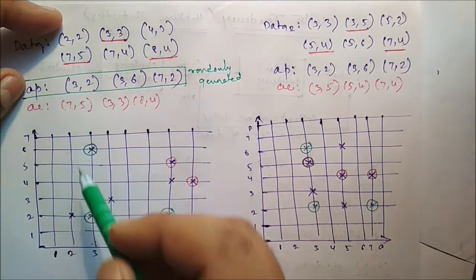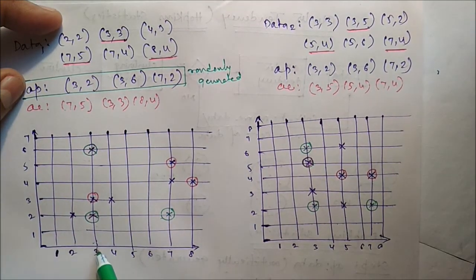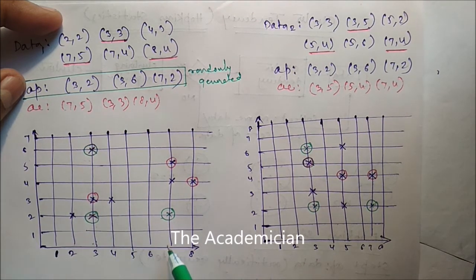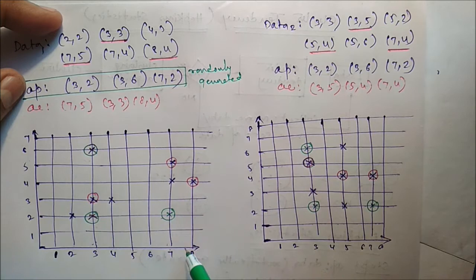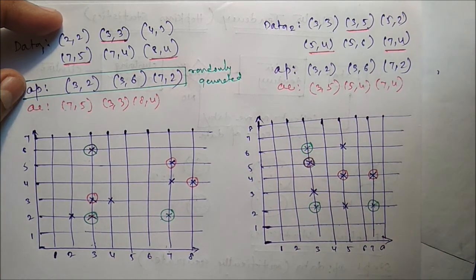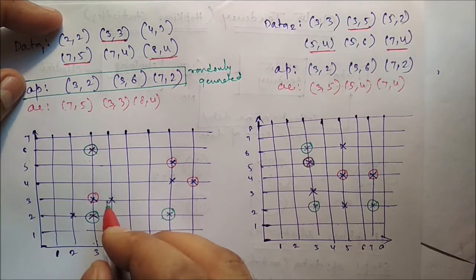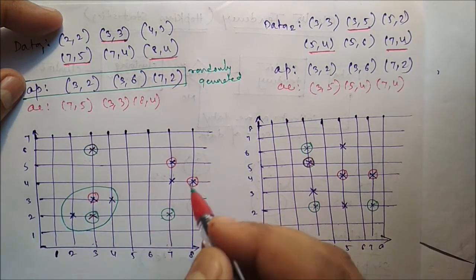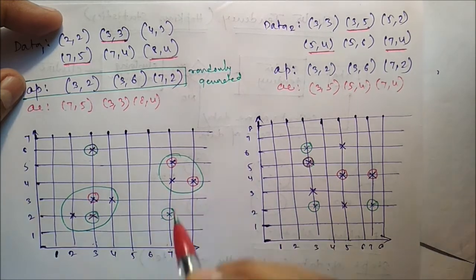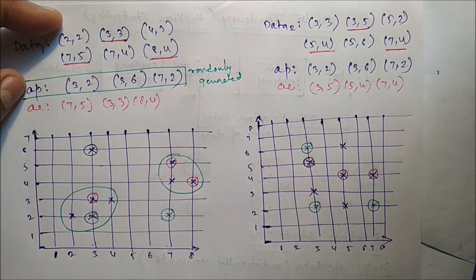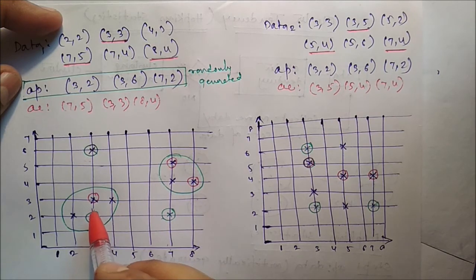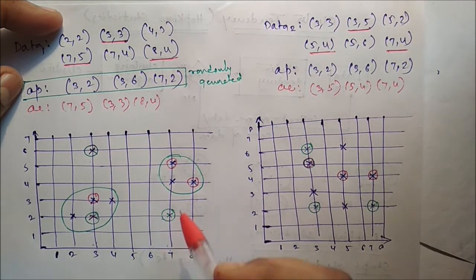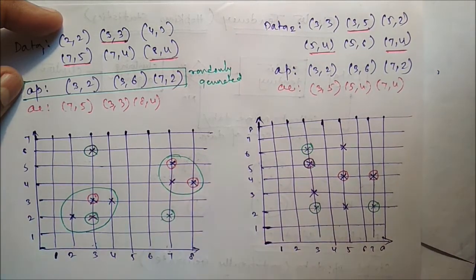And here the actual data are, say, 2, 2, 3, 3, 4, 3, 7, 5, 7, 4 and 8, 4. So that means it is clear that two sets of clusters are there. This is one set of clusters and this is another set of clusters. Out of these two clusters we have to select the AC values: 3, 3, 7, 5 and 8, 4. These are the AC values.